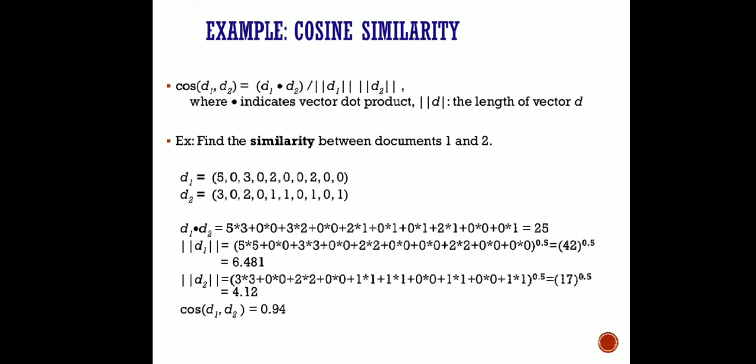So it will be 0.94. That means these two documents are 94% similar. And if you have forgotten how to find the length of a vector, just refer to any standard book on vectors. We learnt it at school level. Or you may follow this book as well to practice more.